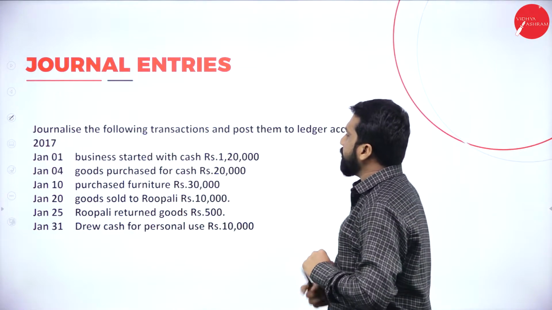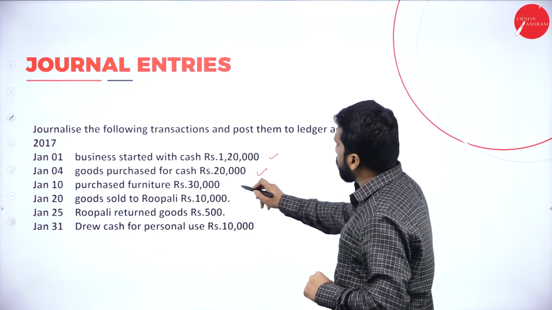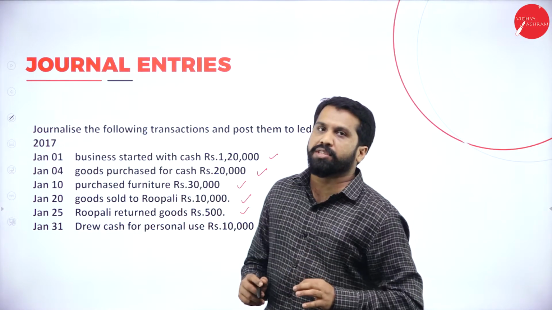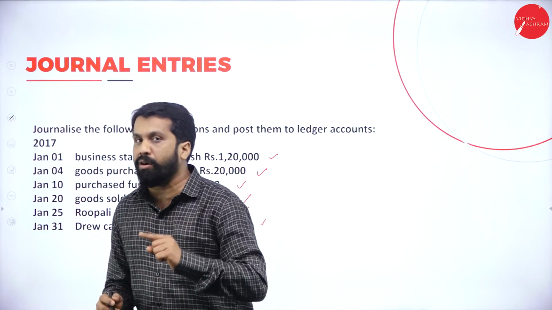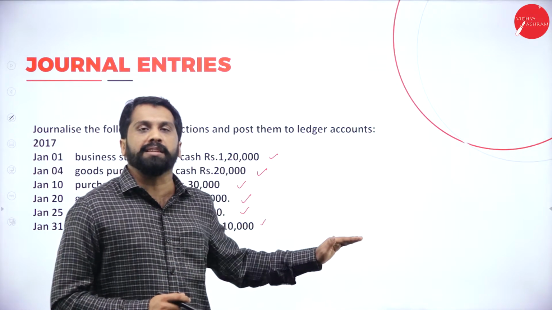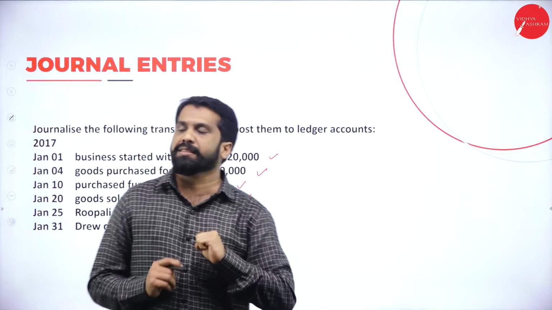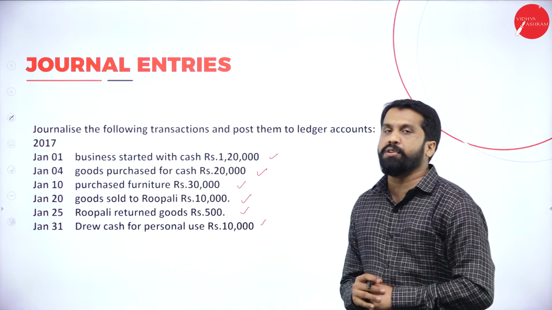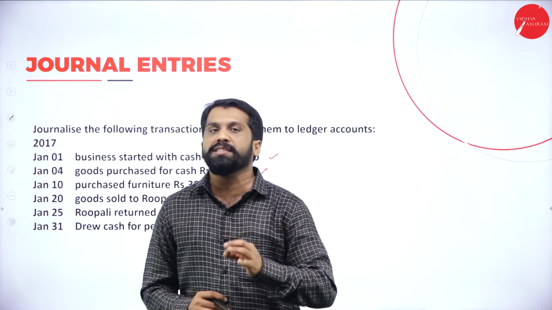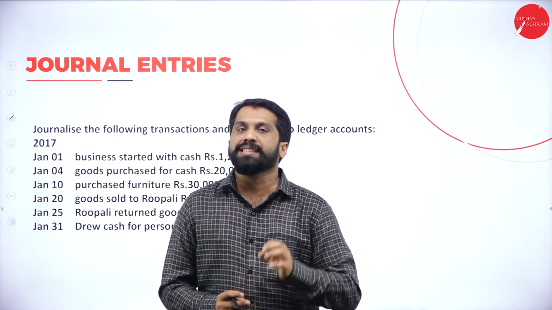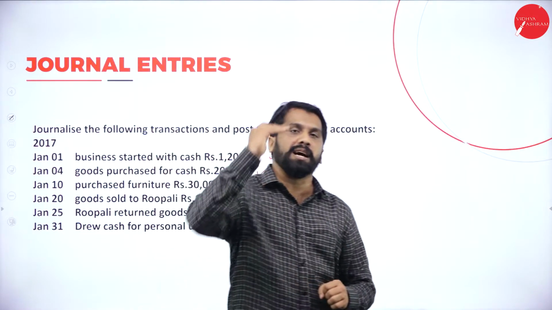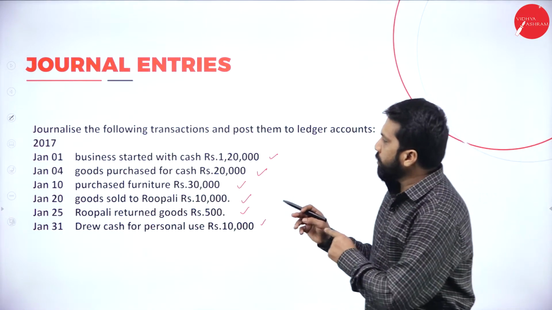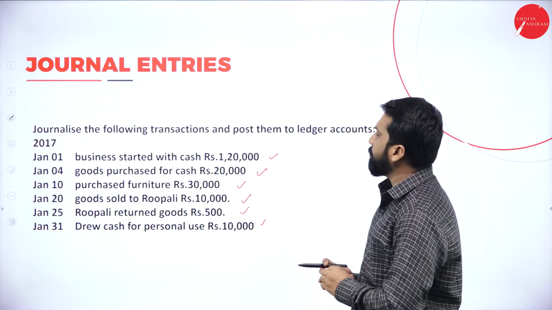Now, how many entries are there? 1, 2, 3, 4, 5, 6. As I told you, if they have asked for ledger also in your question paper, then your number of journal entries will be very few. Now, in this, business started with cash. As I told you, your first entry is always what? Your first entry is always capital. Capital comes up or down? Capital always comes down. Now, January 1st, business started with cash.